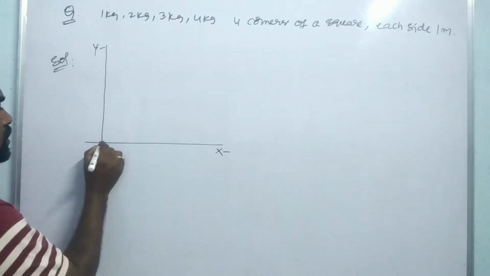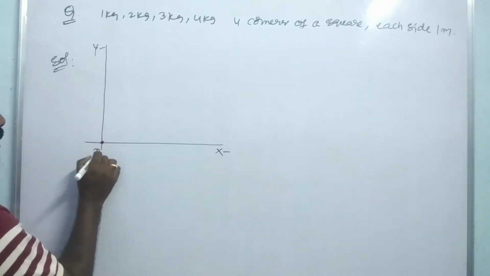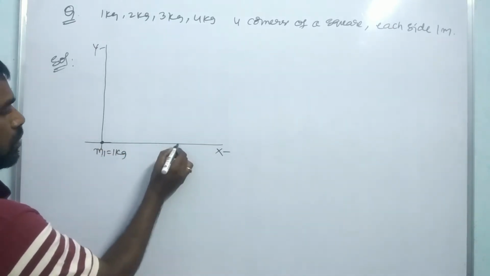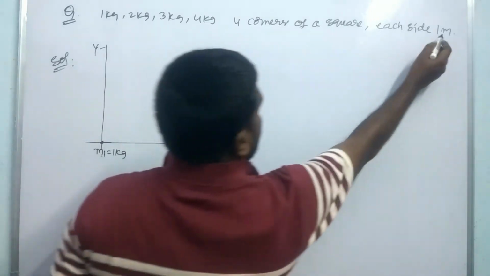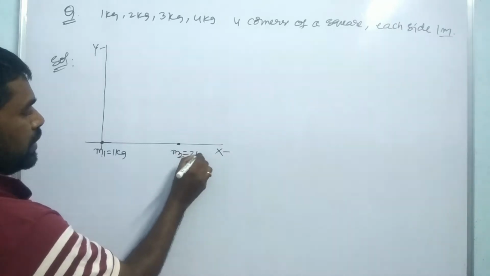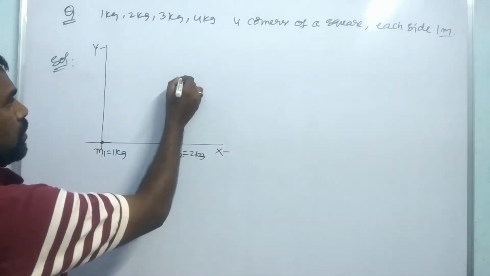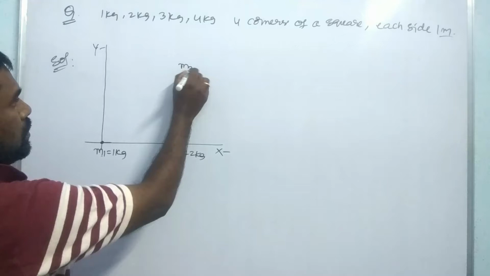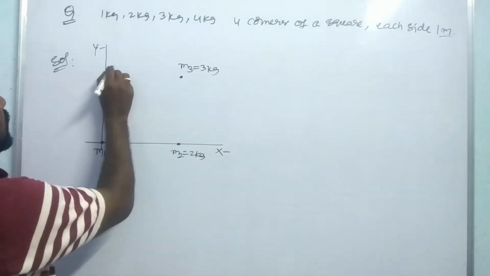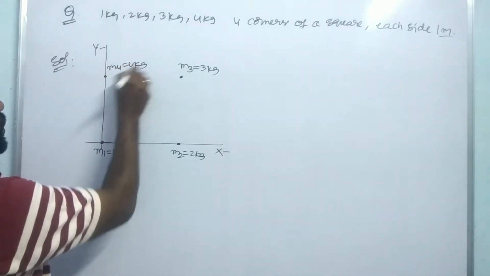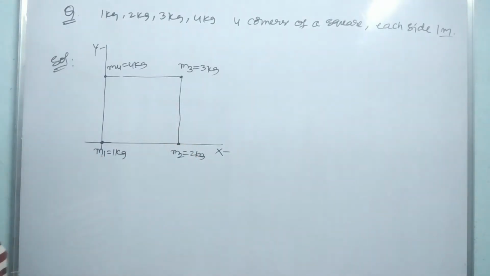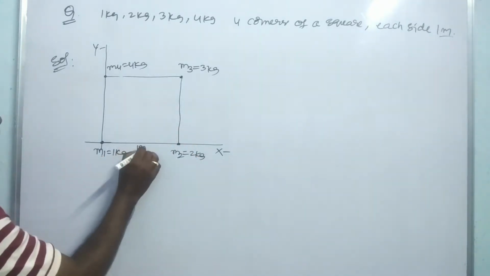Here at the origin, the first massive particle m1 equal to 1 kg is located. From this point at 1 meter of distance, since each side is 1 meter, there is a point with 2 kg. From this, 1 meter away, there is another mass, m3 equal to 3 kg. Here m4 is equal to 4 kg. These are the four corners of a square, each side 1 meter.